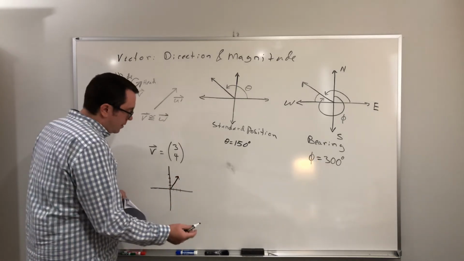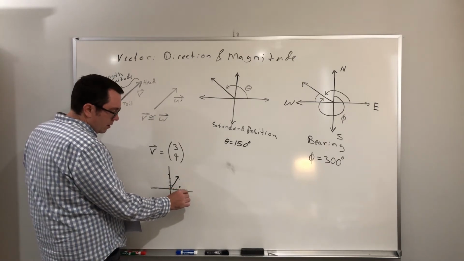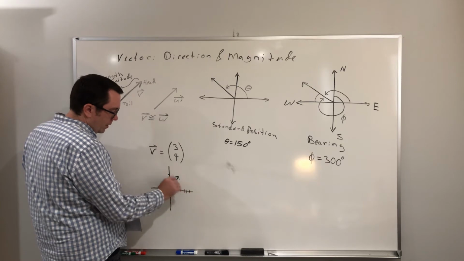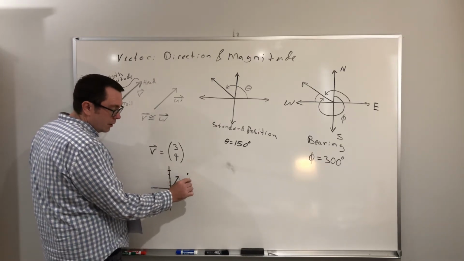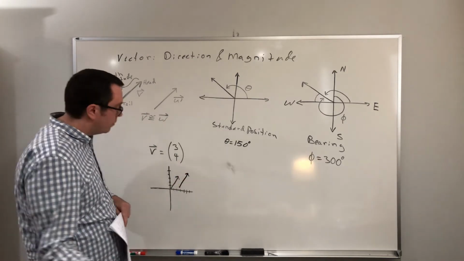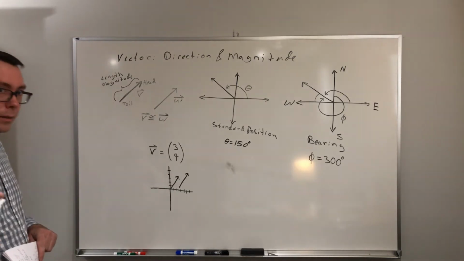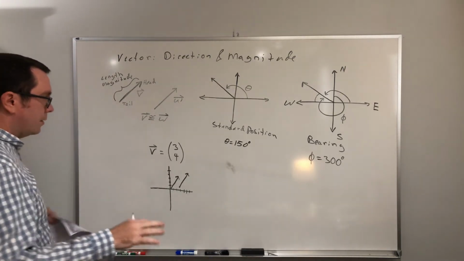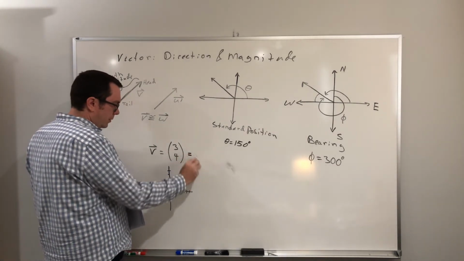However, it doesn't have to be there. I could start it here and go 1, 2, 3 over and 4 up, approximately. And that vector will be the same. So it doesn't care where it is unless it's a position vector. Position doesn't matter unless it's a position vector. Now there's some other ways to label these.